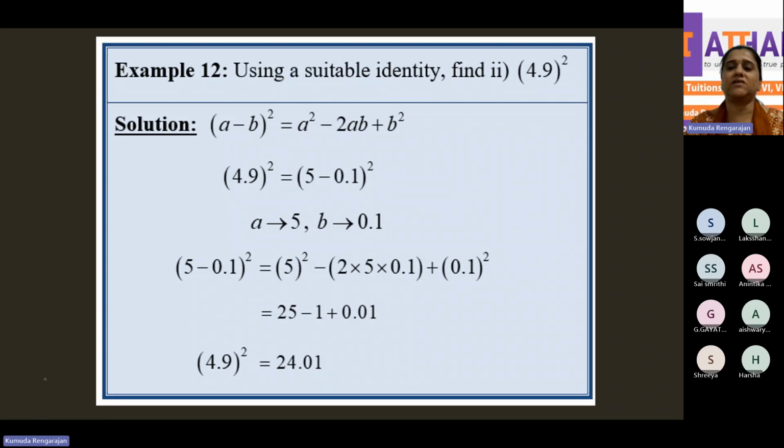So this is finding the value through an identity. If the given question does not suit any identity, you must make it look like one of the 4 identities.